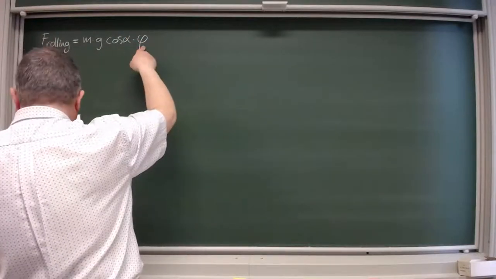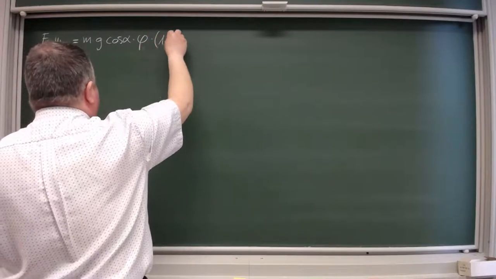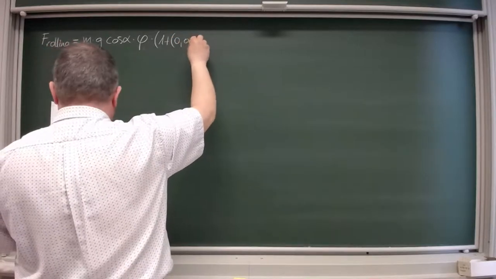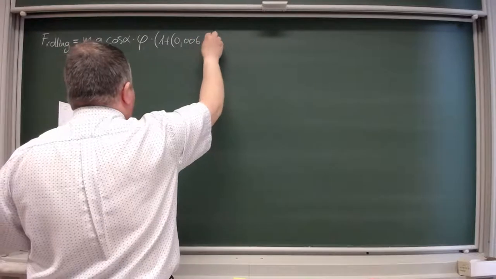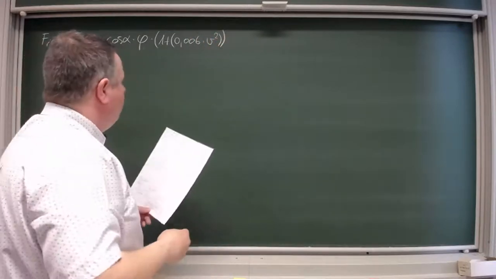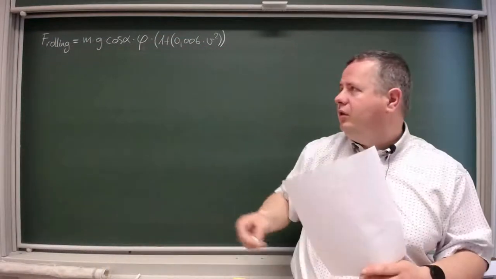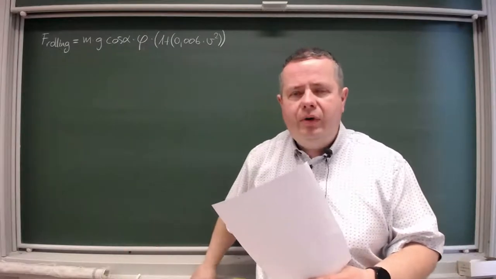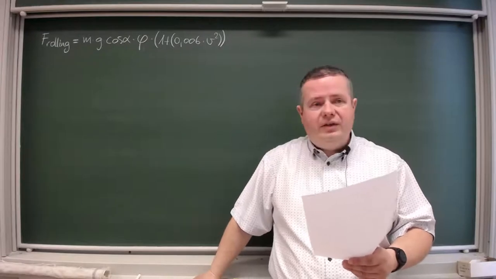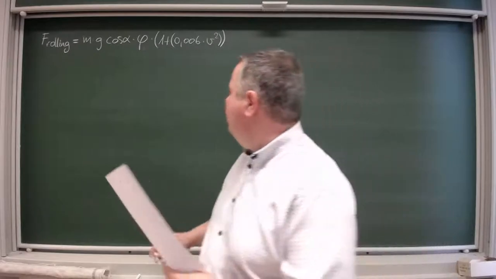This is the Greek letter phi, times constant 1 plus bracket 0.006 times V square and bracket. What is this actually? M is the weight of the car for sure. G is the gravity coefficient, which is 9.81 meters per second square, roughly. Alpha is the slope of the road, zero, positive or negative. And what is this thing here?